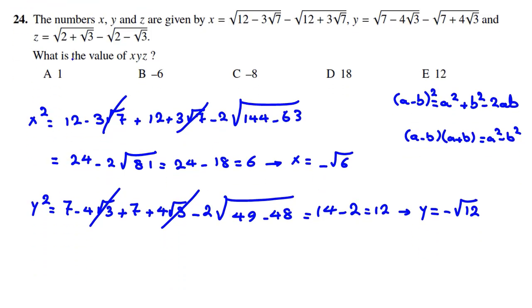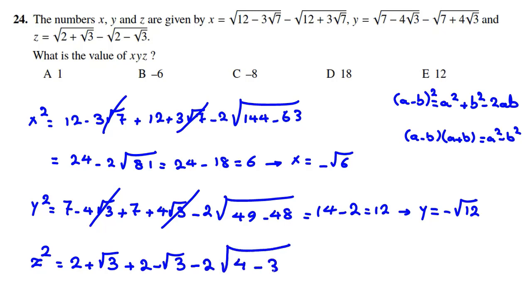Now let's calculate the last one, z. z squared is 2 plus root 3, the first one squared, plus 2 minus root 3, minus 2 times square root of 4 minus 3. Root 3 and negative root 3 will be cancelled. 4 minus 2, which is 2. So z is plus or minus root 2. But as you can see, this one is greater than this one, so z is positive. So z is plus root 2.